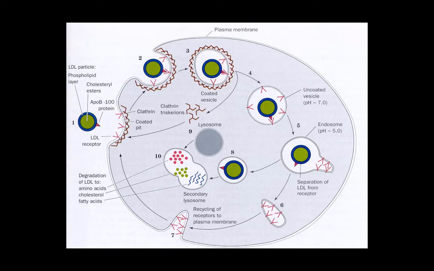So here's how it works. Let's say a cell has a lot of cholesterol already. Intracellular cholesterol concentrations are high. Is the cell going to upregulate or downregulate receptors? Downregulate. So if intracellular cholesterol is high, then it downregulates LDL receptors. It doesn't need more cholesterol.